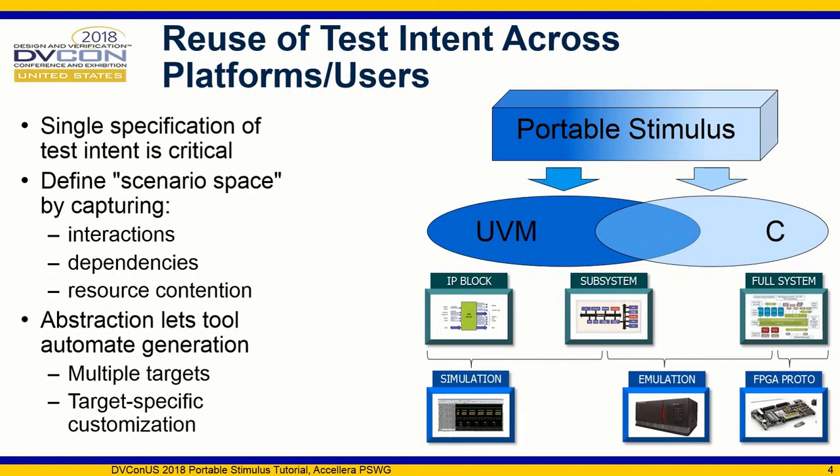I talked about reuse across platforms, right? We want a single specification of our test intent. This is the critical thing. This is why system level verification is so difficult right now, because we have a group of people doing stuff at the block level, a group of different people doing different things at the subsystem and the system level, and we want to try to get them all to work together. So the way we do that is by thinking of the scenario space. We're going to capture the interactions and the dependencies and the resource contention between all of these things that go on. And the key to that is abstraction, right?